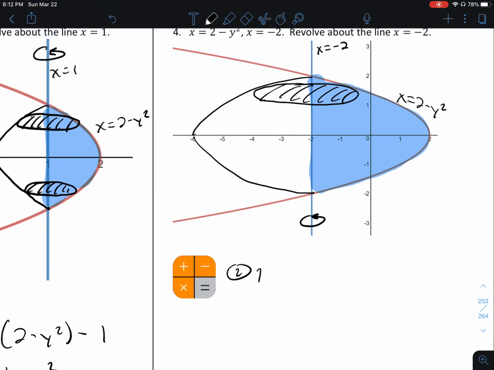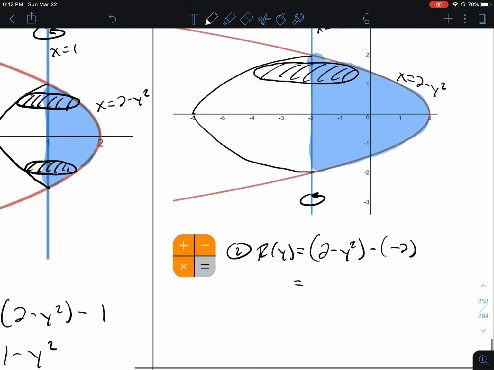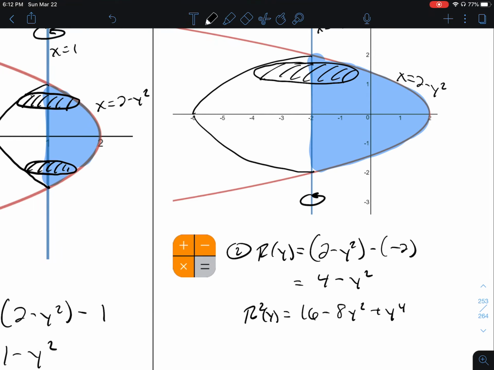Step 2, what is r of y? Well, r is the distance from -2 to 2 minus y squared. And we usually go big minus small because we want this to be positive. So that's going to be 2 minus a -2, which is 4, so it's going to be 4 minus y squared. That's going to make r squared of y 16 minus 8y squared plus y to the 4th.